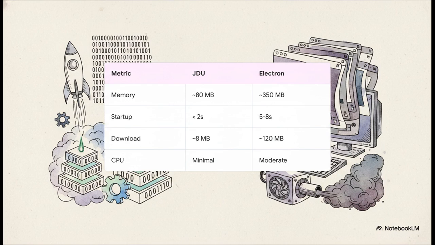So what does this underlying tech actually mean for your real-world performance? Well, looking at the project's data, the differences are night and day. A typical Electron app takes about 5 to 8 seconds just to start up. JDU, it launches in under 2 seconds. And background CPU usage for a browser full of tabs is notoriously high, whereas JDU's footprint is virtually invisible. It's just a completely lean machine, purposefully designed to stay entirely out of your computer's way while you work.